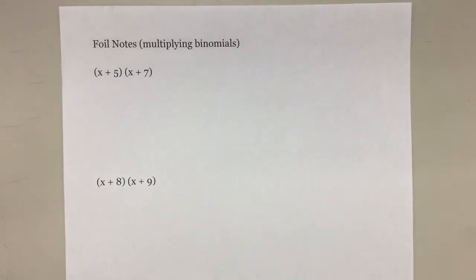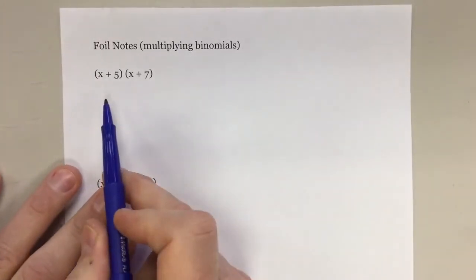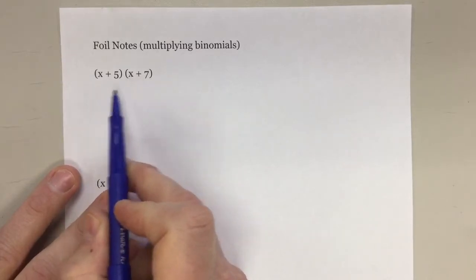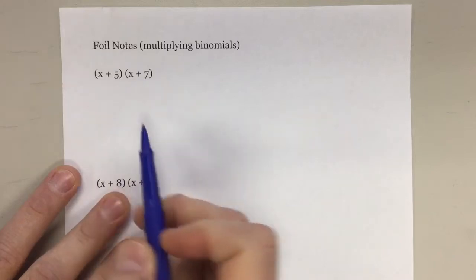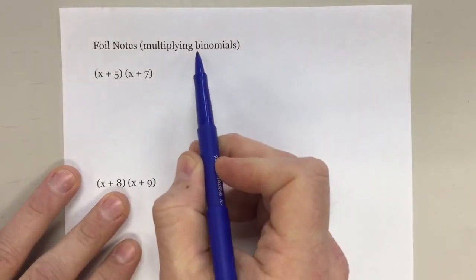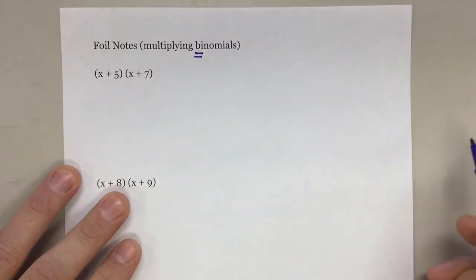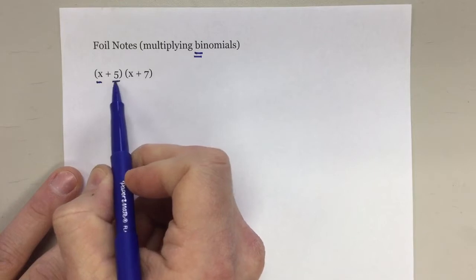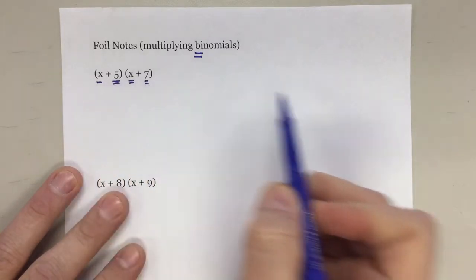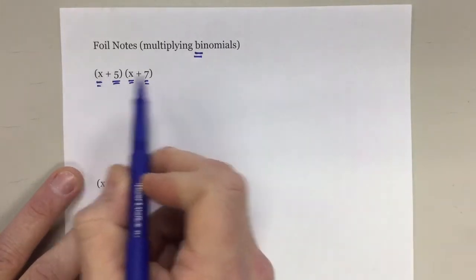Today's lesson is on FOIL, or multiplying binomials together. In this lesson, we're going to learn how to multiply two expressions together where each expression has two terms. And that's why we call it a binomial, because bi means two, like bicycle has two tires. Binomials have two terms. So one term, two terms, one term, two terms. So we're going to learn how to multiply these together.